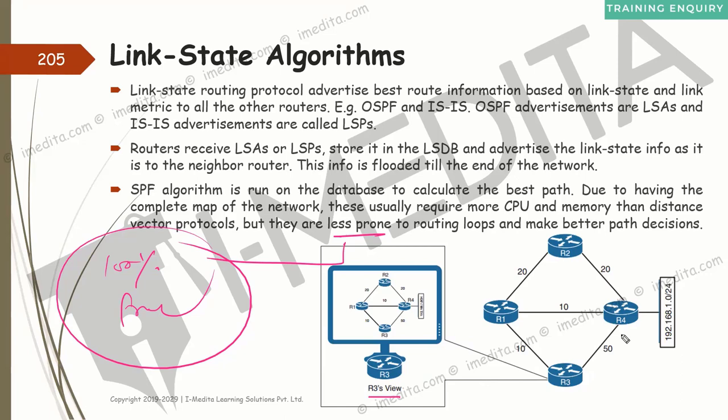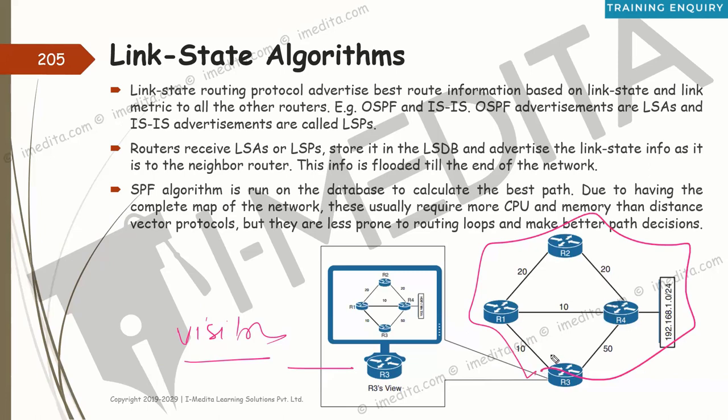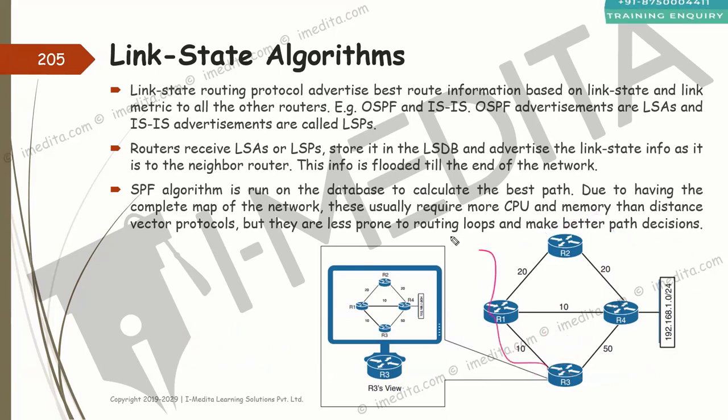Router 3 can see that 192.168.1 is not connected on router 2, not connected on router 1, but it is connected on router number 4. Router 3 has visibility. Router 3 has the idea of the entire network. Just because it has received the link state database, with the help of the link state database, it will get the idea of the entire network, and then it will decide the best path accordingly, which will be less prone to loops as compared to the distance vector routing protocol. But remember that the link state routing protocol will require more CPU resources and memory to run the algorithm, to store the database, to keep the topological information and all. It will require much more resources as compared to the distance vector.